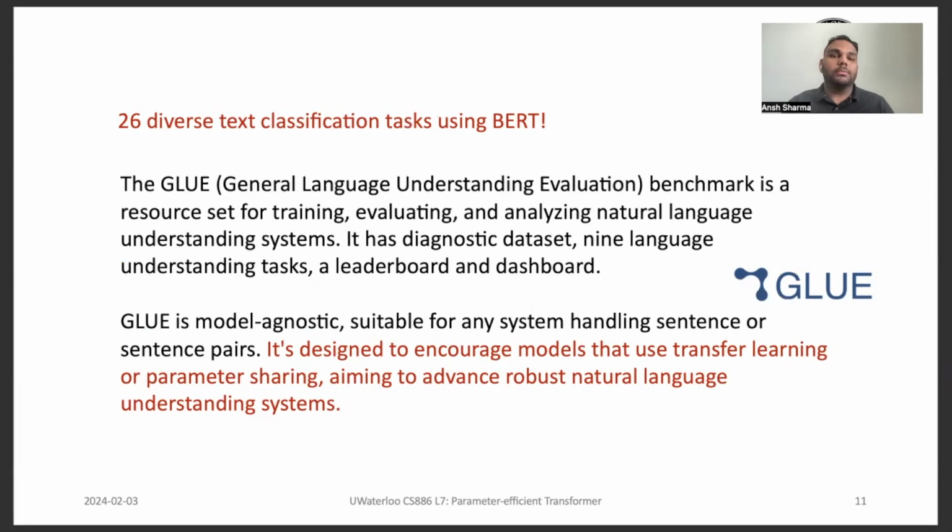GLUE is an important benchmarking tool which is widely used to train and evaluate such natural language understanding systems. The key feature is that it is model agnostic and has a leaderboard and dashboard to benchmark and showcase the results.